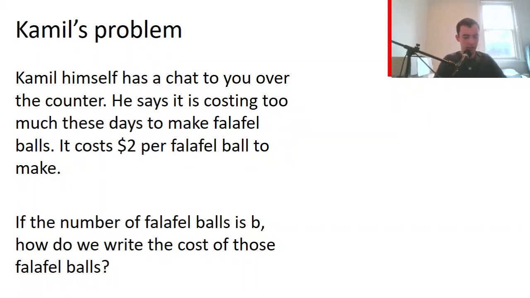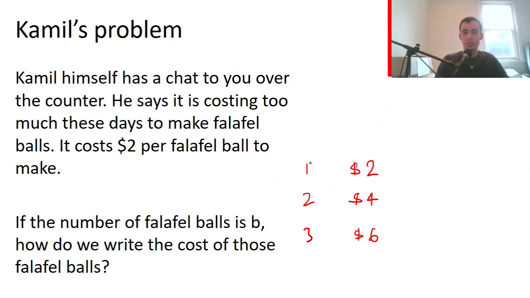All right, hopefully you didn't think for 5 or 10 minutes. Let's get on to it. If the number of falafel balls is B, how do we write the cost of those falafel balls? If I have one falafel ball, if B is 1, then the cost is $2. If I have 2 falafel balls, the cost is $4, isn't it? So I've got $2 and another $2. If I have 3 falafel balls, the cost is $6.